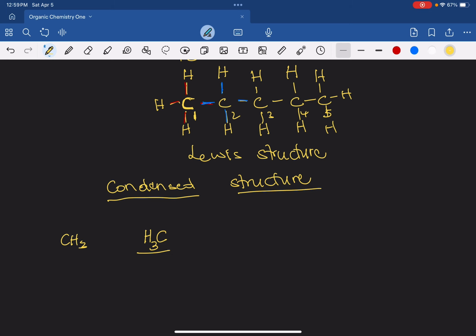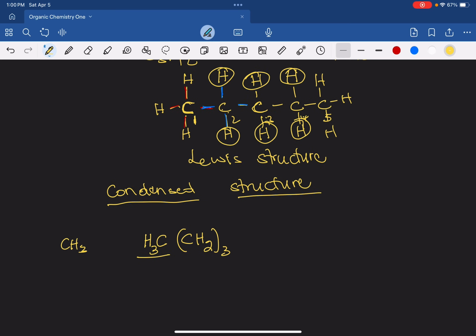Carbon 1 is bonded to carbon 2. Carbon 2 only has 2 hydrogens. Carbon 3 is also a carbon with 2 hydrogens. Carbon number 4 is also a carbon with 2 hydrogens. So carbons 2, 3, and 4 look the same. And remember, we're condensing. So you write CH2, open parentheses, 3, which tells me I have 3 CH2s. And then this last carbon here, CH3. That's how you write a condensed structural formula for an alkane.